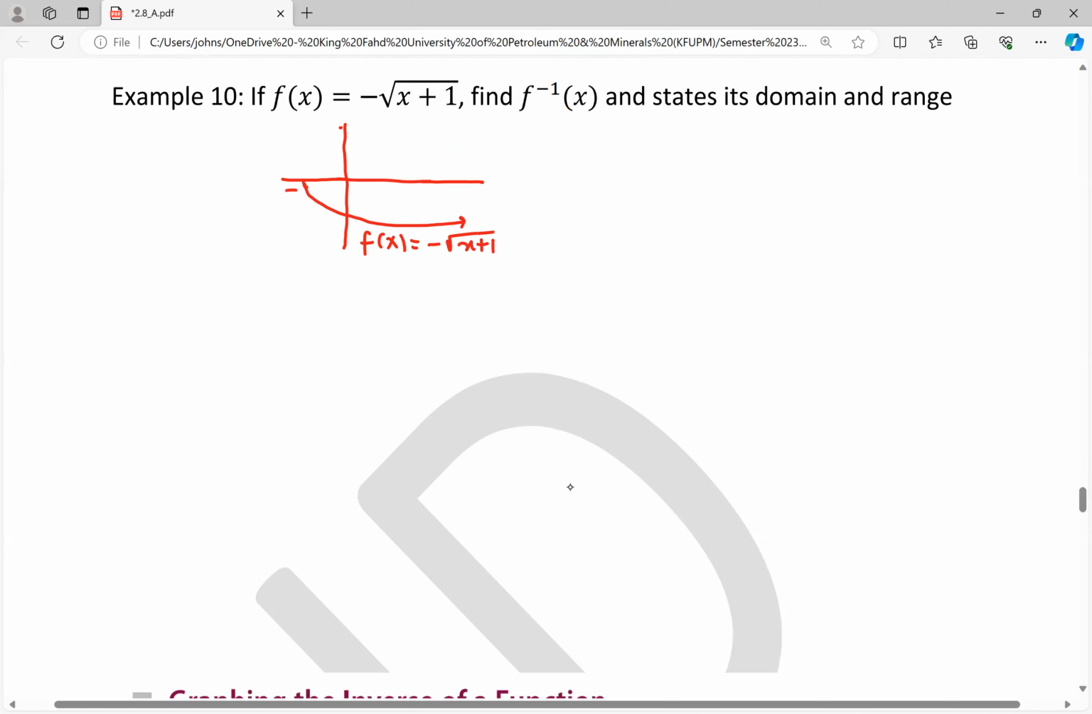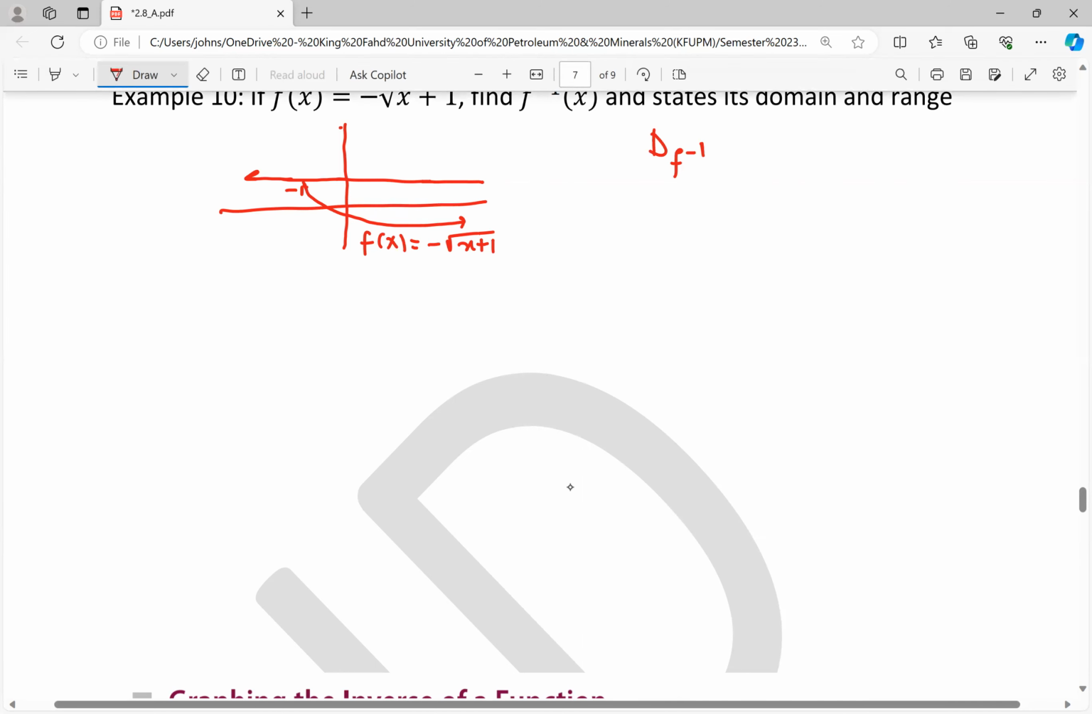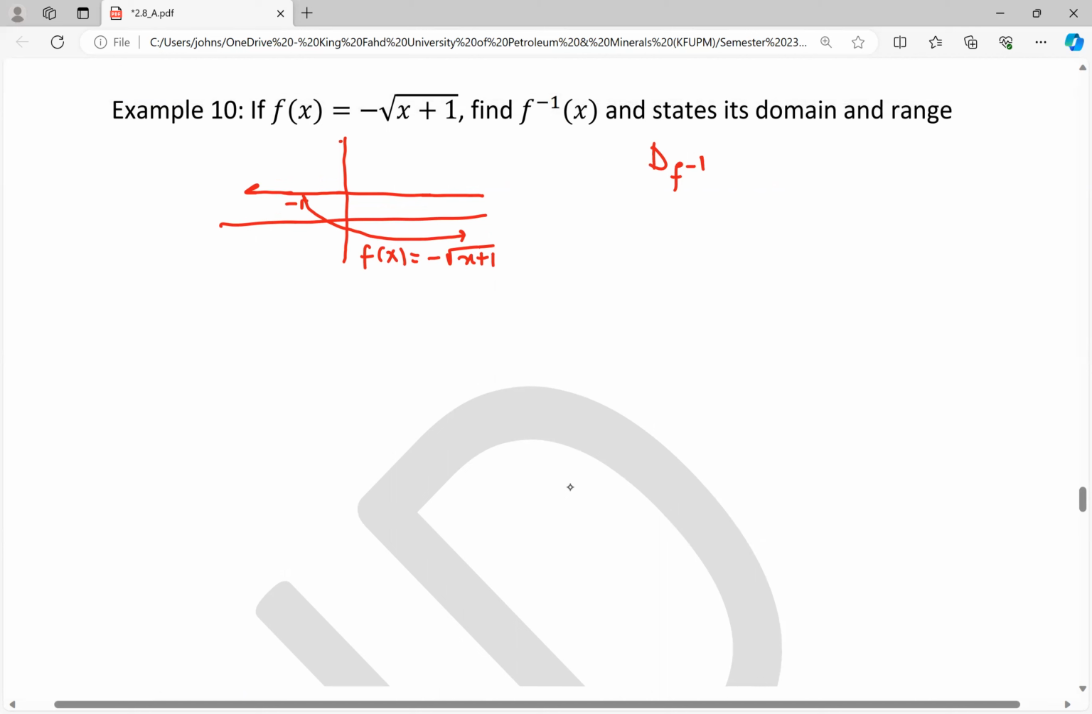So we can have like a minus 1 here. Yes. Now, clearly this is 1-to-1 because if you do the horizontal line test, it's cutting only once. So it is 1-to-1. Now, can we find the domain? We can find the domain, everything. Let's look for the domain of f inverse first. The domain of f inverse is what? It's going to be the range of f.